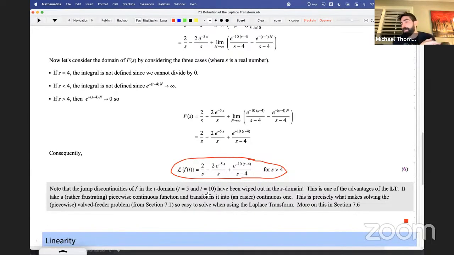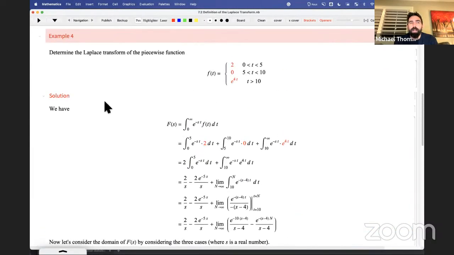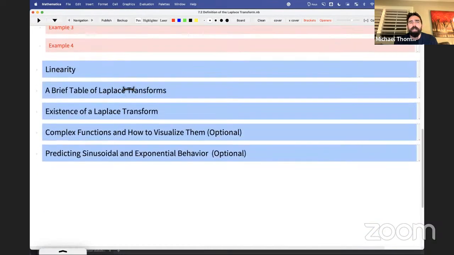It's what made the last problem in section 7.1 worth it. It kind of wiped them out, killed them. And we'll talk more about that in section 7.6. And I'll actually have you do one of these in discussions. We'll do a problem on your own. All right, so we built up a few of these.